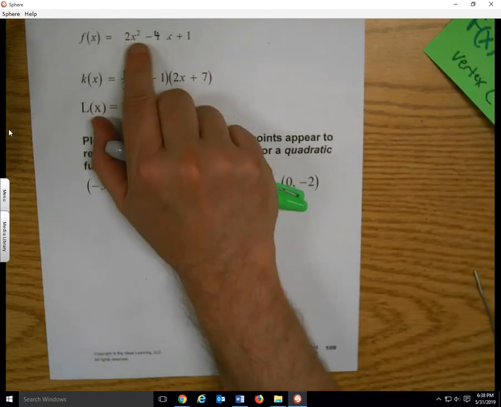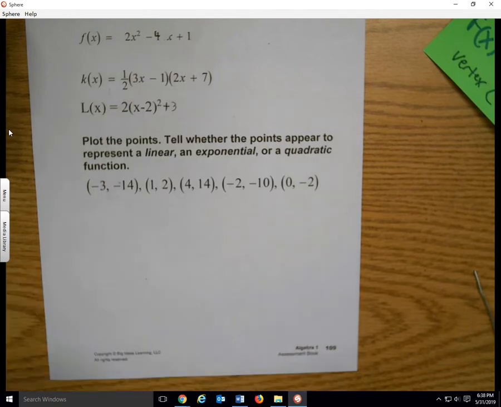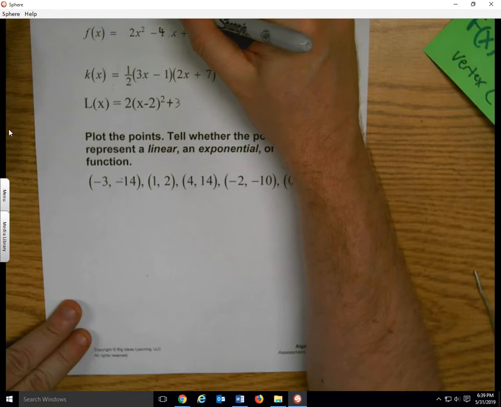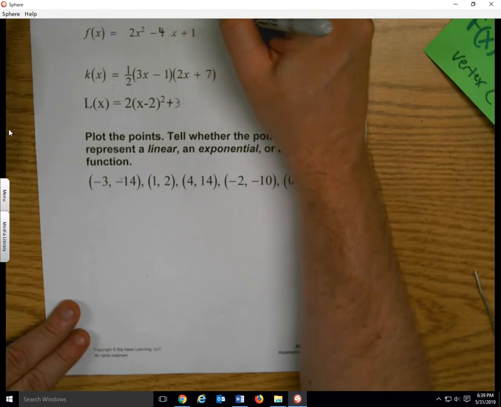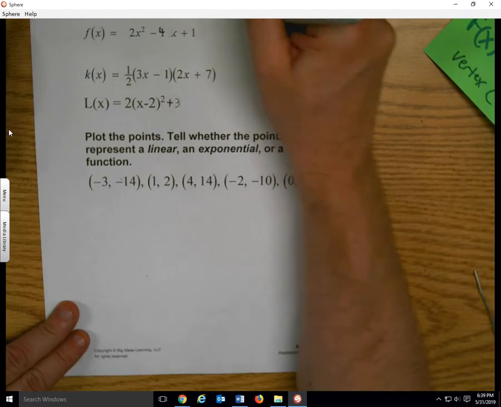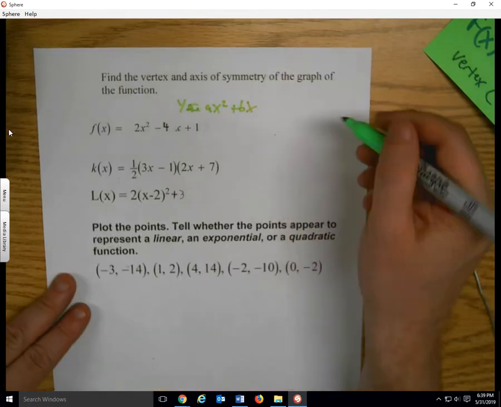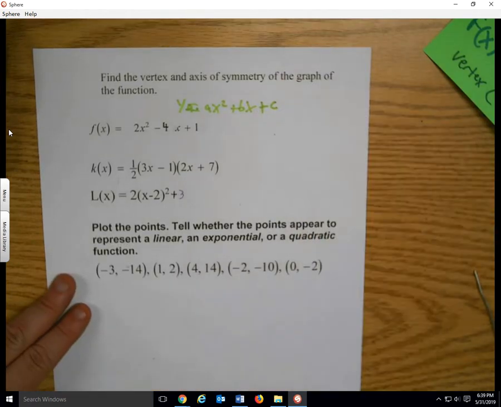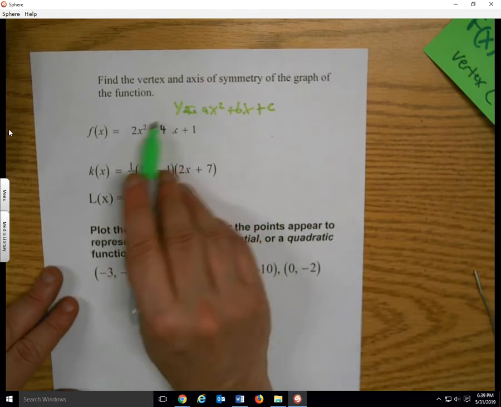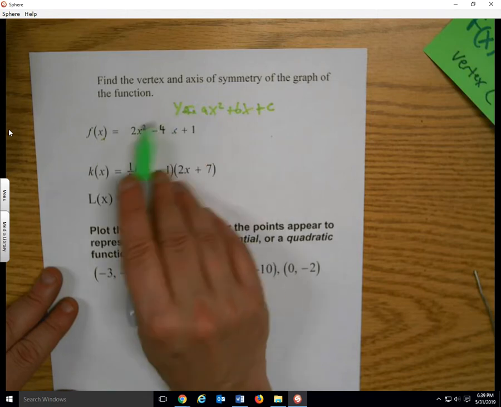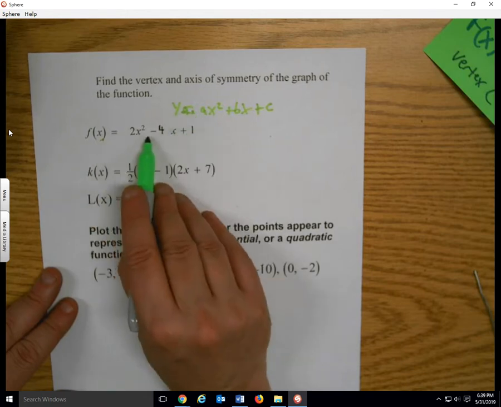So looking at this, it's in standard form, right? Standard form is that. Let me just write it because I didn't have a card with it on it. It's y equals ax squared plus bx plus c. So this first one's in standard form, right? F of x is like the y, equals is like the equals, a is like the 2, and so on.